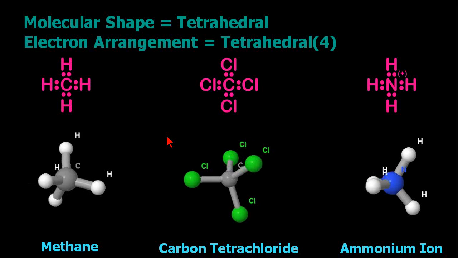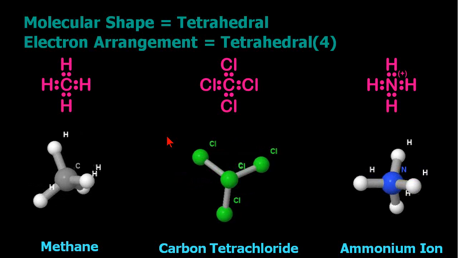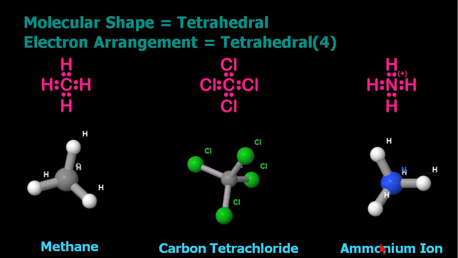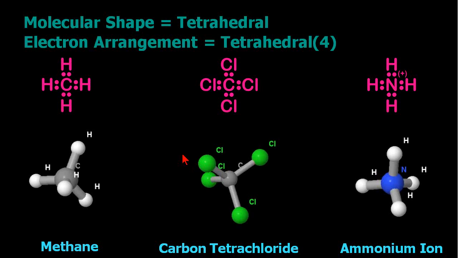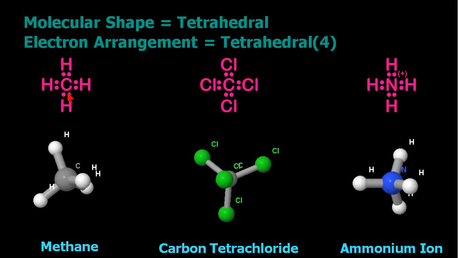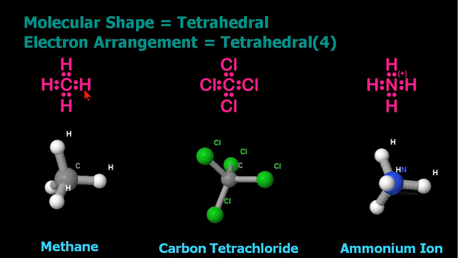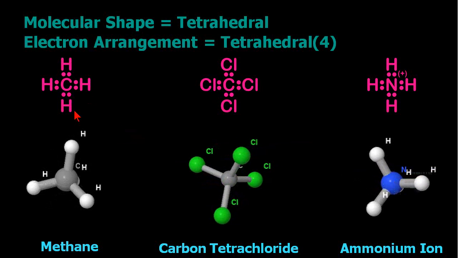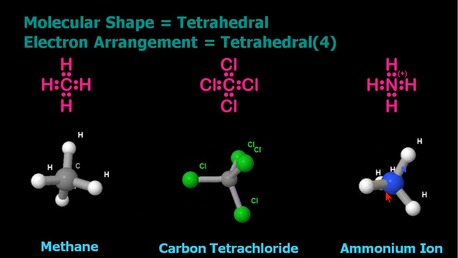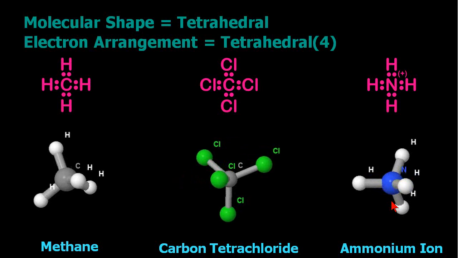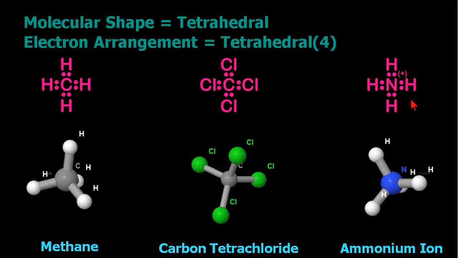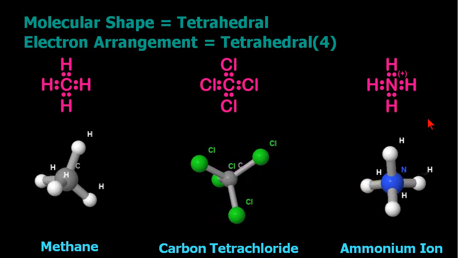Next, let's look at the tetrahedral electron arrangement. And we have methane, carbon tetrachloride, and the ammonium ion. All of these have 4 pairs of electrons around the central atom, and each of the electron pairs also has an atom associated with it. So we have well-balanced, nice geometrically shaped molecules here. This ammonium ion happens to have a positive charge because we've taken 1 electron away.